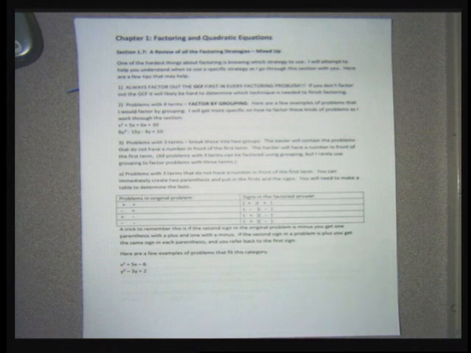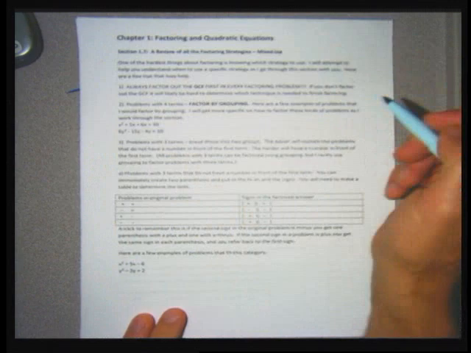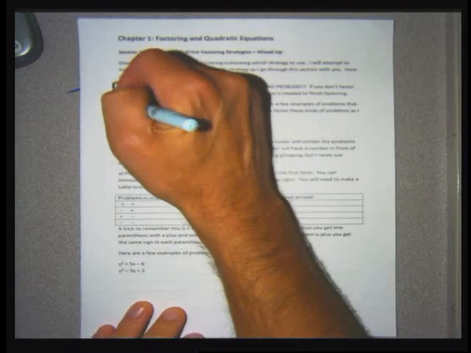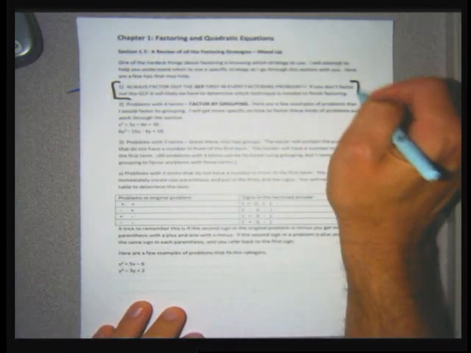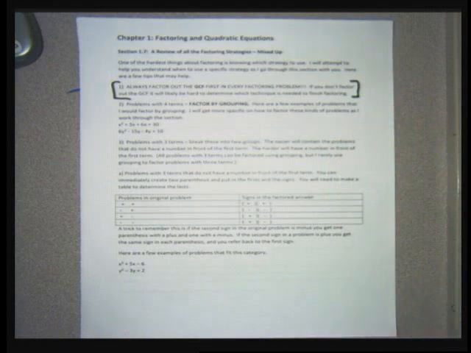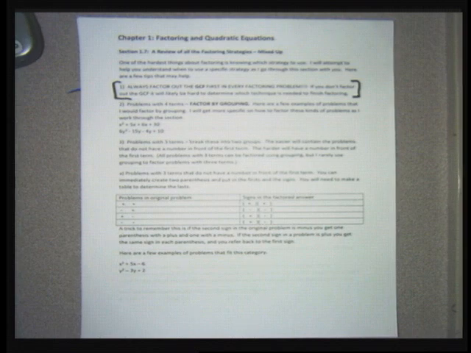I wrote these sheets up, and the first thing that I put down, I even tried to bold it or caps lock it, is if a problem has a greatest common factor, you just have to get that greatest common factor out first. Methods like bottoms up, if you don't pull out the greatest common factor, will give you the wrong answer.